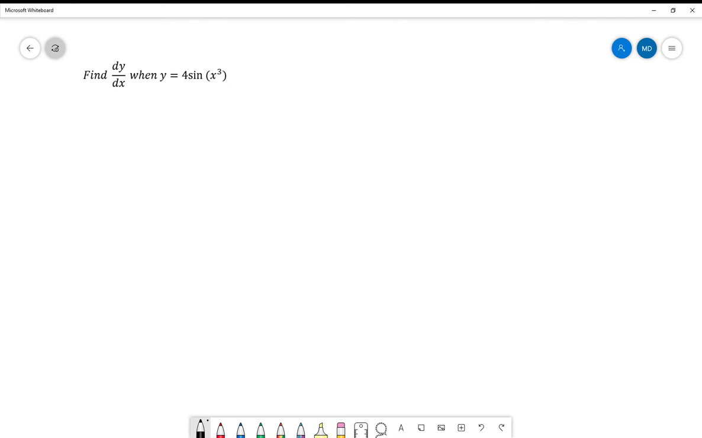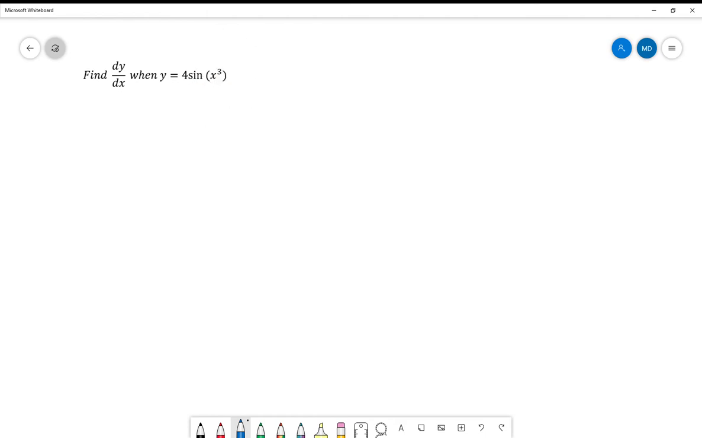Today I'm going to be teaching you how to differentiate using the chain rule. Now, the chain rule is used when you have a function of a function. So in this case, we have two functions going on. We've got the sine here, and we've got our cubed here. Two different functions.